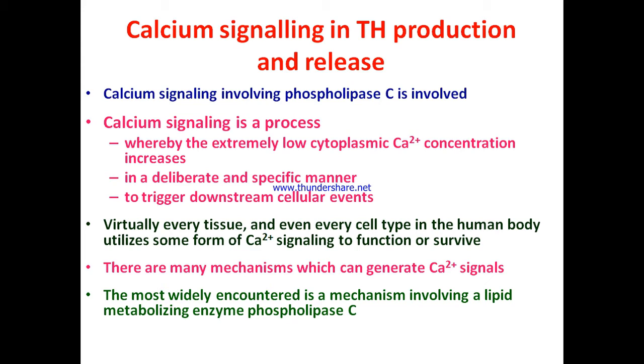Actually, every tissue and every cell type in the human body utilizes some form of Ca2+ signaling to function or survive. So Ca2+ signaling is one of the most important controlling mechanisms in our cells. There are many mechanisms which can generate Ca2+ signals. The most widely encountered is a mechanism involving a lipid metabolizing enzyme, phospholipase C.